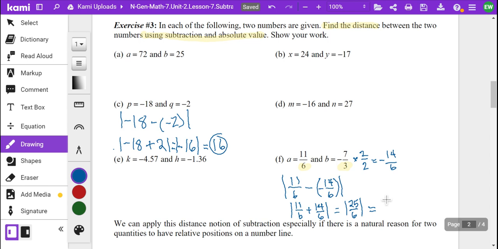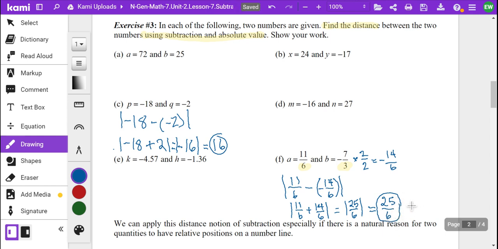Which gives me just 25/6. And please leave it like this, okay? Unless you're asked to do it in the problem, you can just leave it like this. Unless you're given an answer choice that says write as a mixed number, just leave it like this, okay?